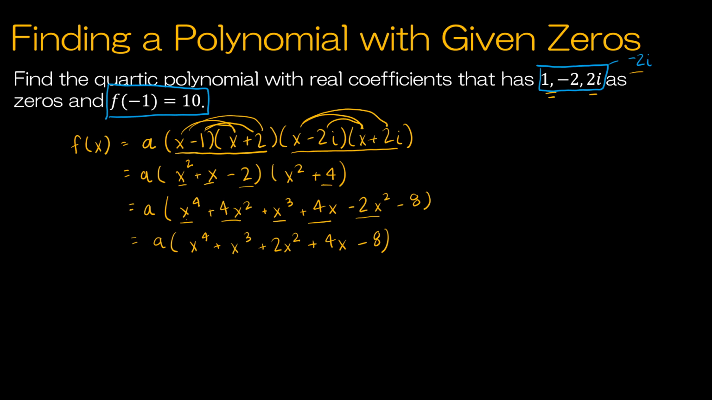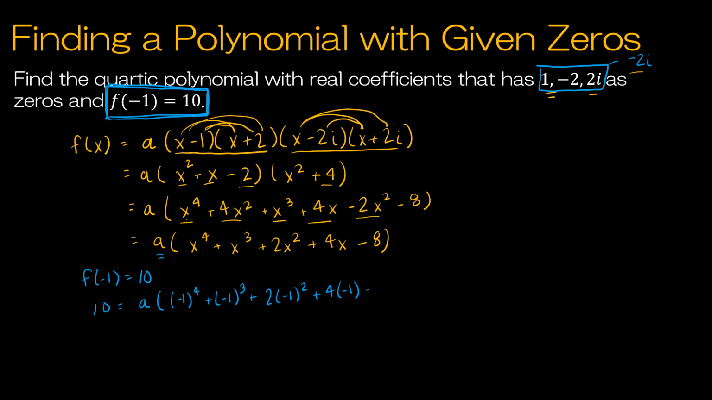On this question, we are given a little bit more information. It says f of negative 1 is 10. So I'm going to use that to determine the value of a. So if f of negative 1 is 10, then 10 is equal to a, and then I'm replacing x with negative 1. And I'm going to do that for all instances of x.